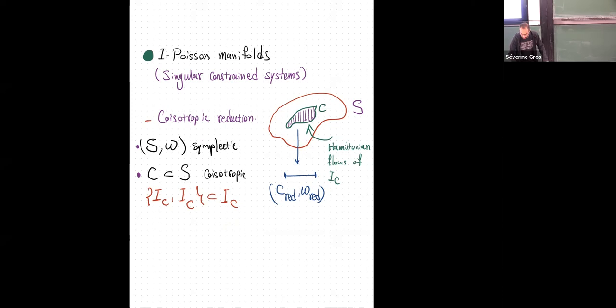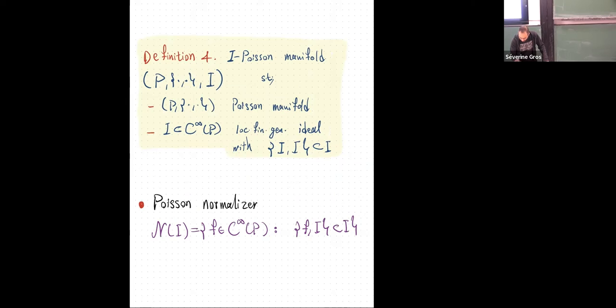Singular. So let's define I-Poisson manifolds. An I-Poisson manifold is just a triple (P, bracket, I), where (P, bracket) is a Poisson manifold, and I is a locally finitely generated ideal, which is a Poisson algebra as well. You can look at this I as a family of constraints on the Poisson manifold.